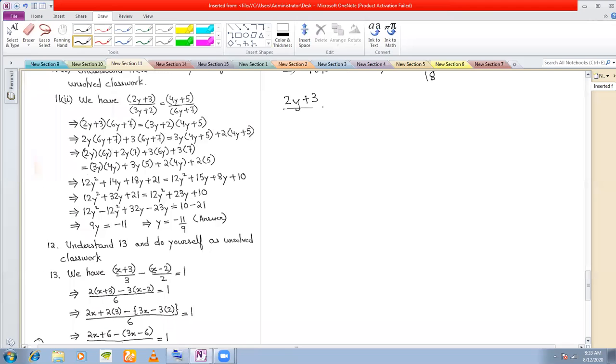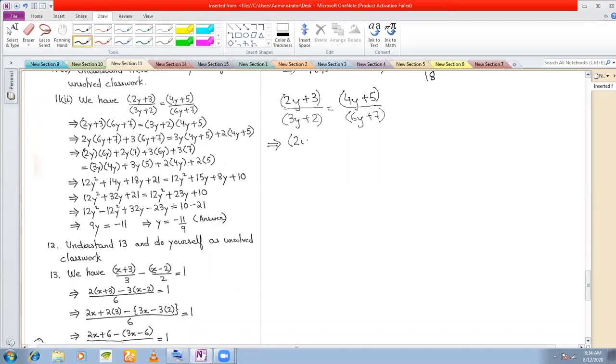2y plus 3 divided by 3y plus 2 is equal to 4y plus 5 divided by 6y plus 7. Okay. Only a single fraction on both sides. I have only a single fraction on both sides. So I will cross multiply.